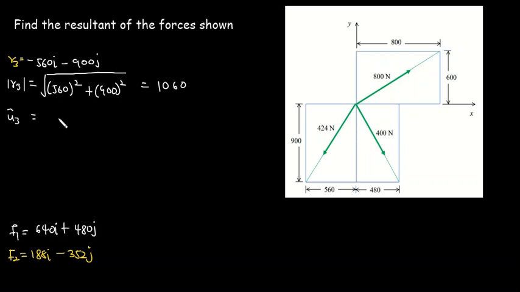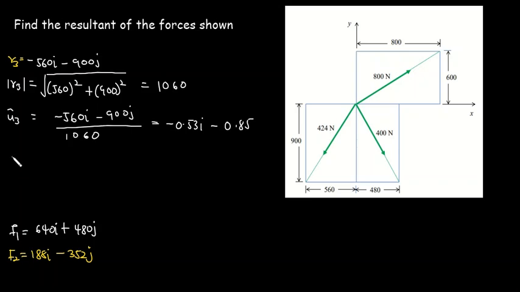So let's find the unit vector. That will be equal to minus 560 I minus 900 J, divided by 1060. So let's see what you are going to get for that. Minus 560 divided by 1060 gives us a value of minus 0.53 I. And then you're going to have minus 900 divided by 1060. That also gives us a value of minus 0.85.